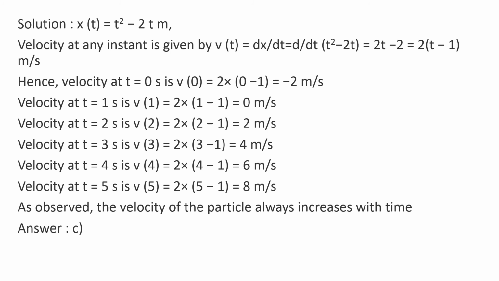So next, as you change the time, t equal to 0 second, t equal to 1 second, t equal to 2 second, t equal to 4 second, t equal to 5 second. As you substitute the values of t from 0 to 5, you get the values of instantaneous velocities. So here are the values of instantaneous velocity.